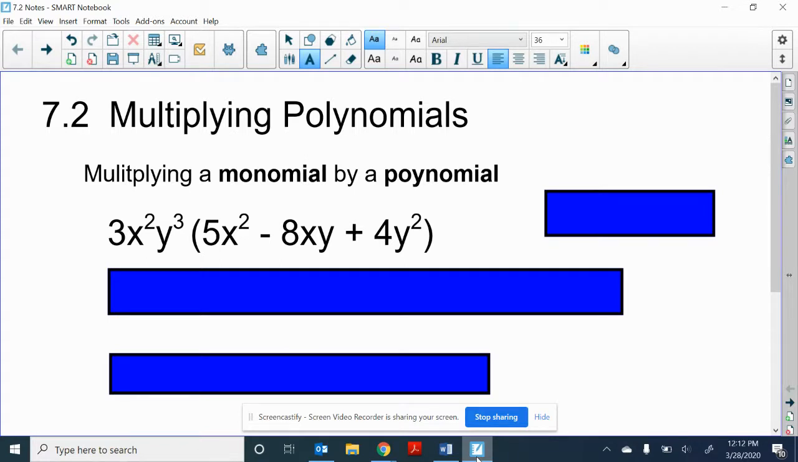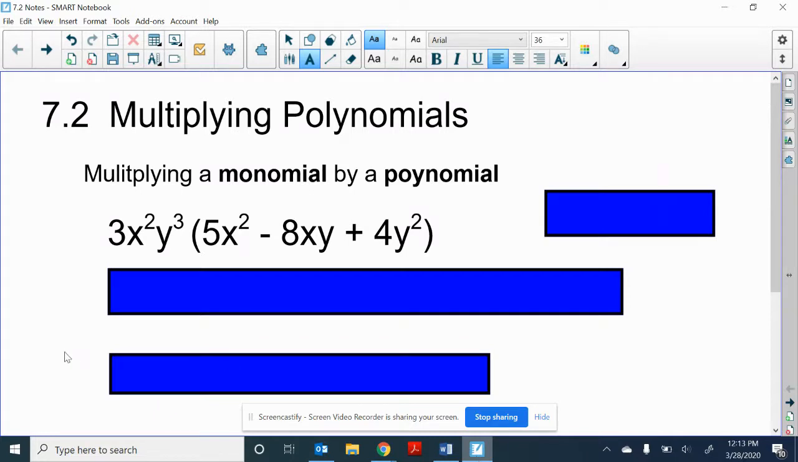So I'm going to show you two things today. The first is how we multiply a monomial times just any polynomial. And the second is how we multiply binomials. And that process, which is also known as foiling, is one of the more important things from this whole section that you're going to be using over and over and over again.